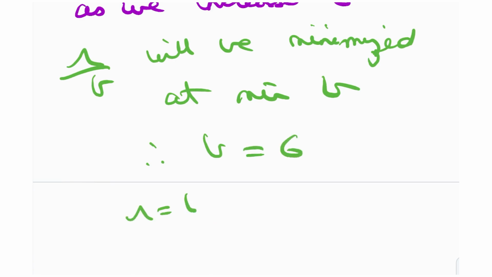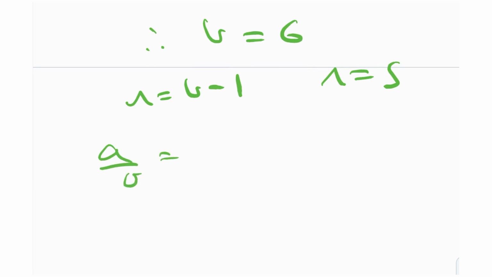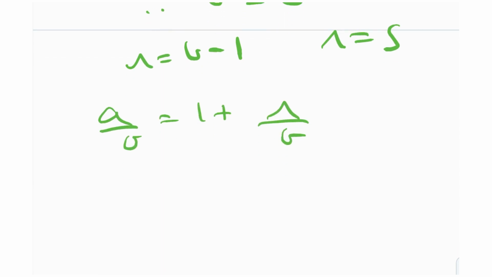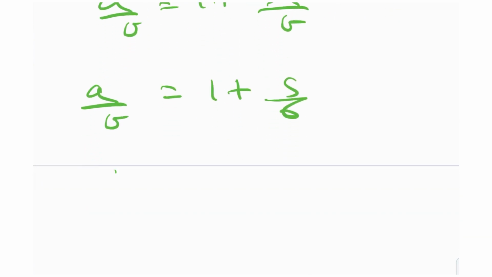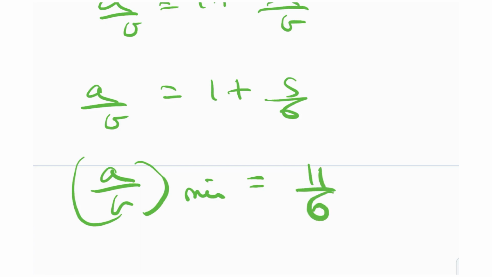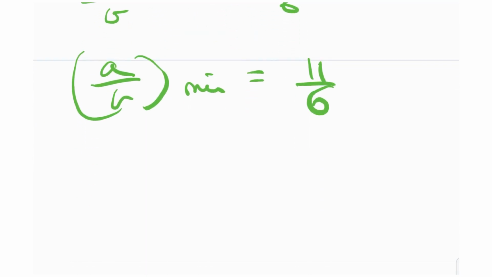What was R? B minus 1, so R is effectively 5. What was A by B? It is equal to 1 plus R by B, if you remember. So the minimum value of A by B will be 1 plus 5 by 6. So A by B minimum will be 11 by 6. And that's for this case. So for case number 1, we got the minimum value of A by B is 11 by 6. We'll check case number 2, and then whatever is the minimum value in these two cases, we'll say that the least value is the answer.